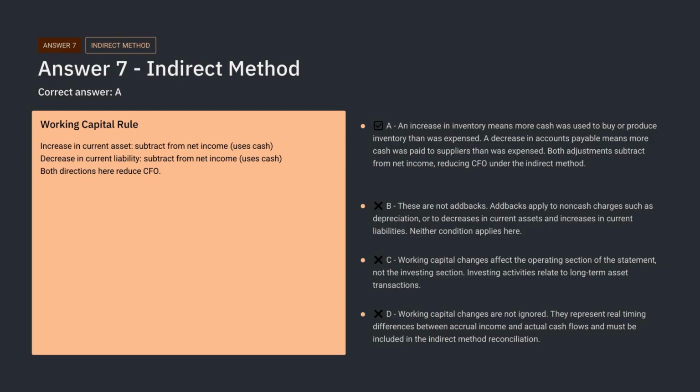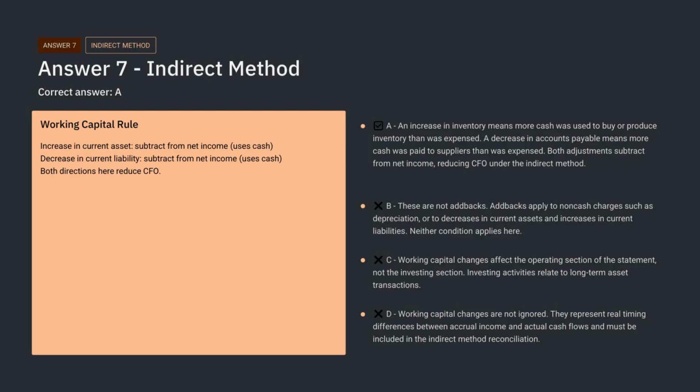An increase in inventory means the entity used cash to build stock beyond what was expensed. That is deducted from net income. A decrease in accounts payable means the entity paid suppliers more than it incurred on credit during the period. That is also deducted. Option B is wrong because neither change is an add-back.